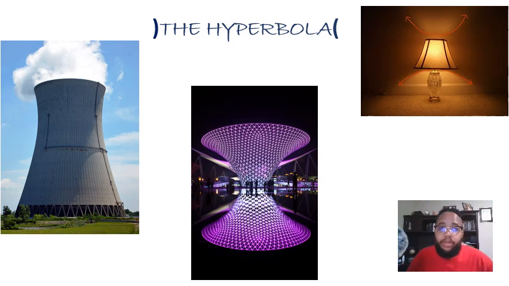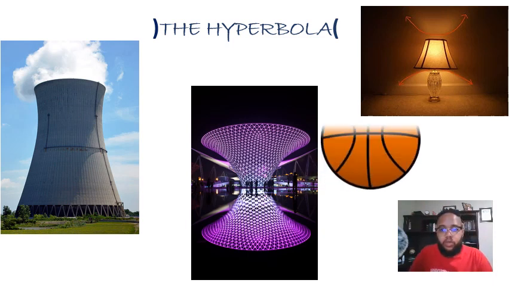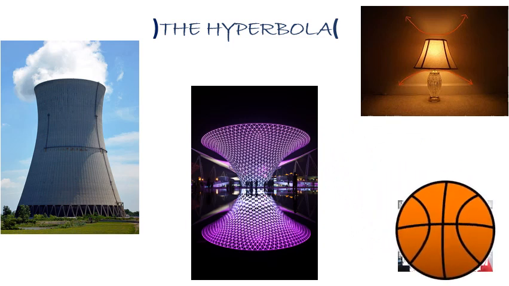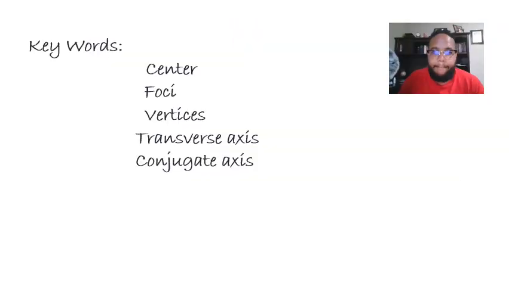All right, today we're going to be looking at the hyperbola, which looks like this on both sides. Let's get to it. It's the shape that looks like the opposite parentheses on the title. That's what it looks like. Our keywords are center, foci, vertices, transverse axis, and conjugate axis.